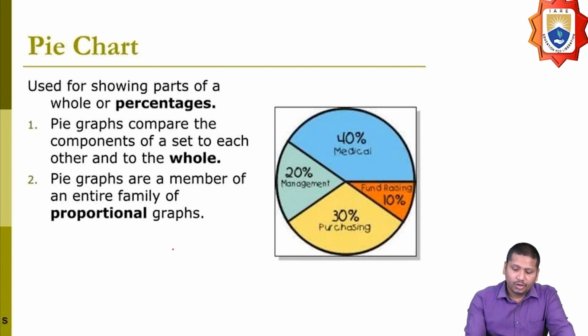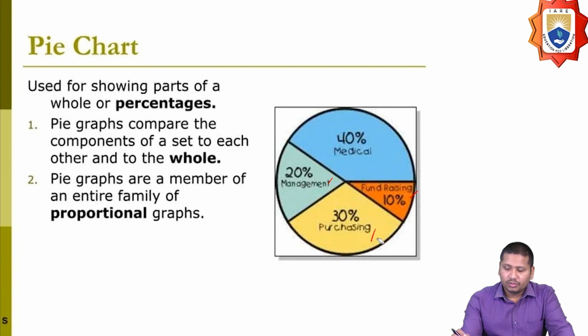Now how are we going to construct this? I want to know what percentage of people, or how many students, joined medical, then management, then how much is done in purchasing, and how many people in fundraising.